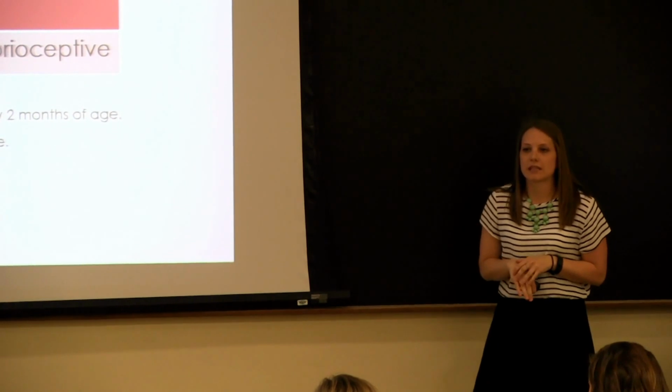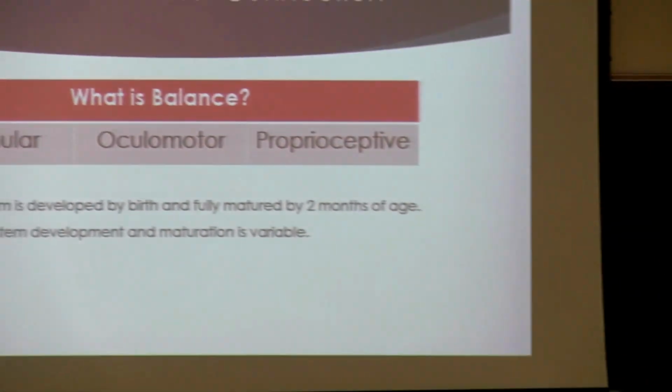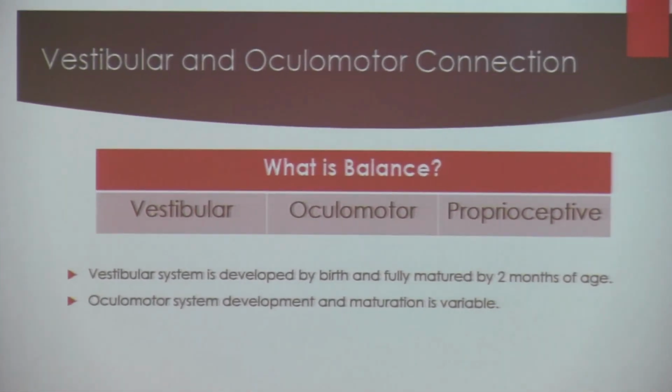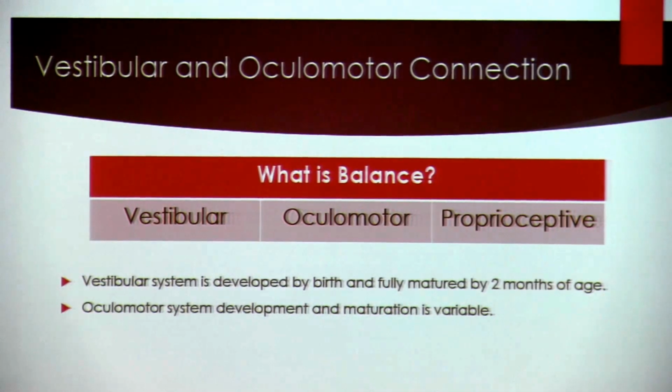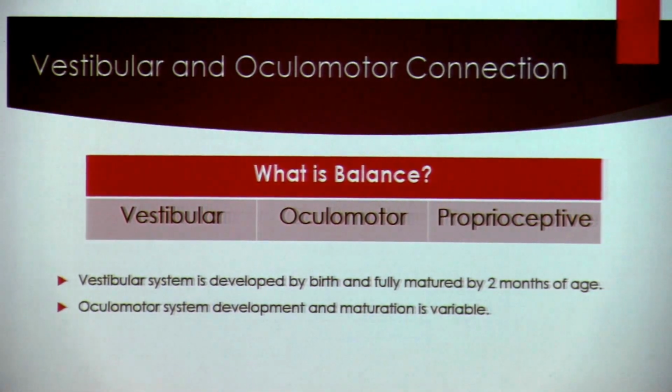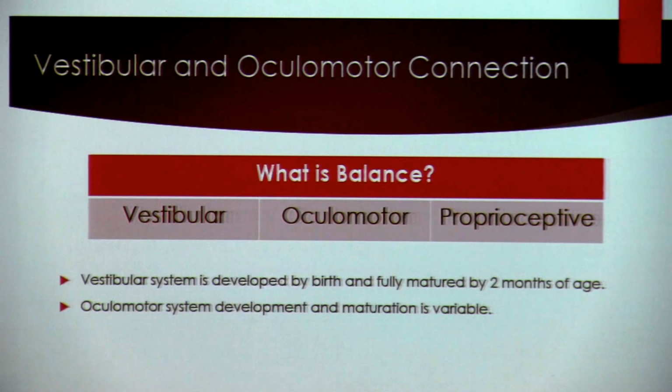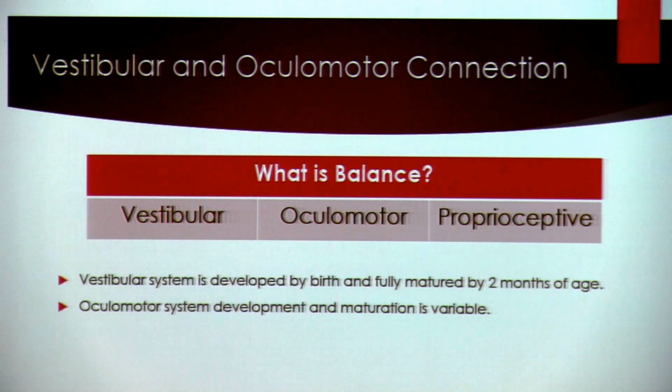So what we found was the vestibular system is developed at birth and matured by 2 months of age. There's more variability in the development and maturation of the ocular motor system. The reason we look at these two systems is because they are 2 of the 3 systems that maintain balance. And also because of the vestibulo-ocular reflex, or the VOR, which is when there's eye movement in response to head movement.